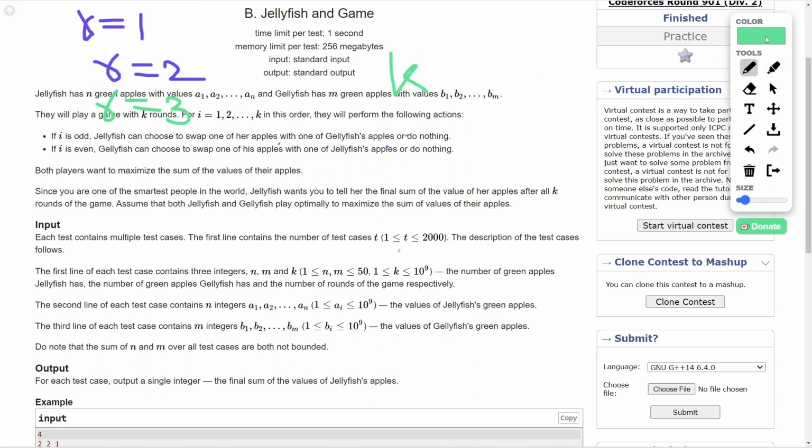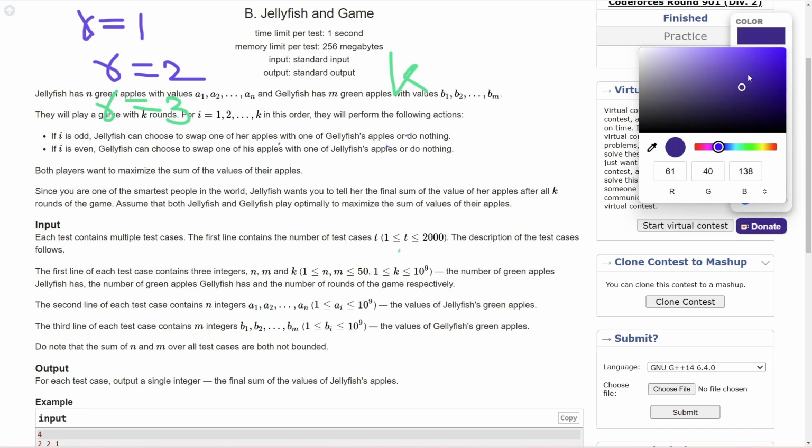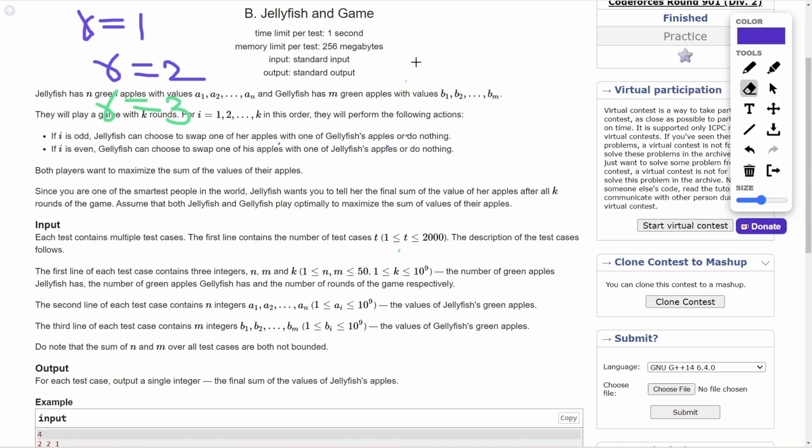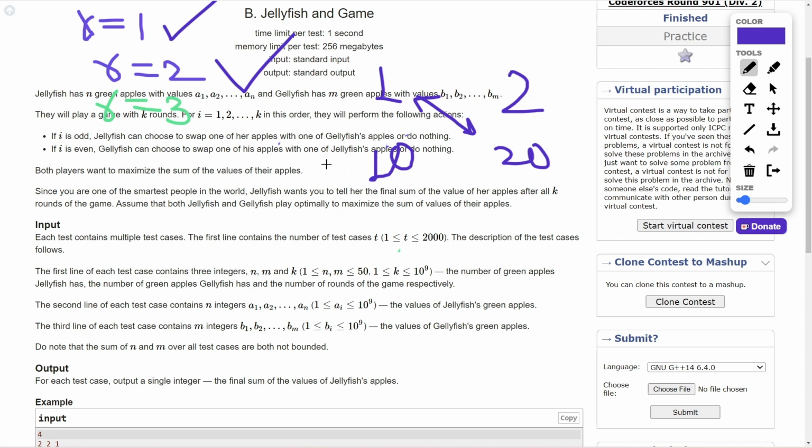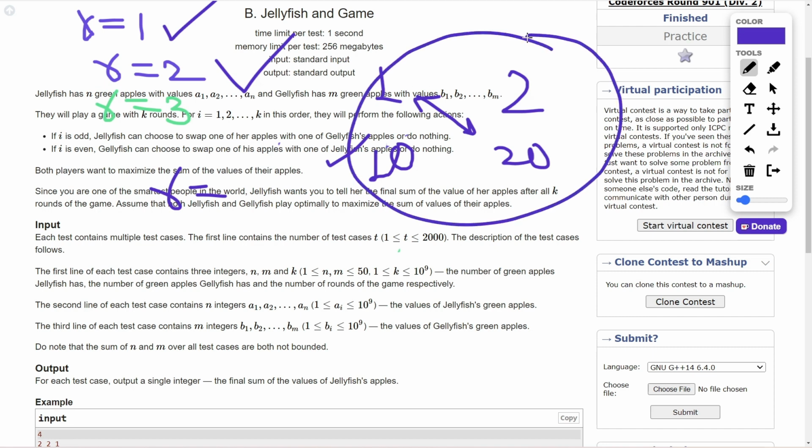In this test case, suppose the first fish has values 1 and 2, and the second fish has 10 and 20. In this case also, in round 1, this fish is very smart, it will take its maximum and swap its minimum. So this swapping will take place. In round 2, this fish will do the same. So now we know that after almost 2 rounds, the swapping will more or less always repeat.